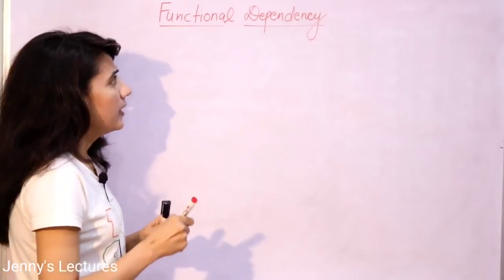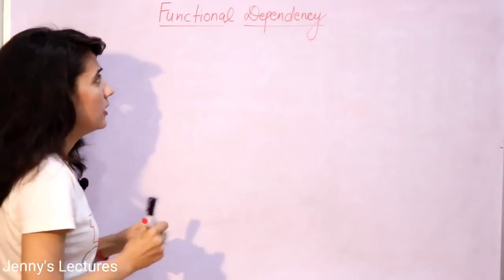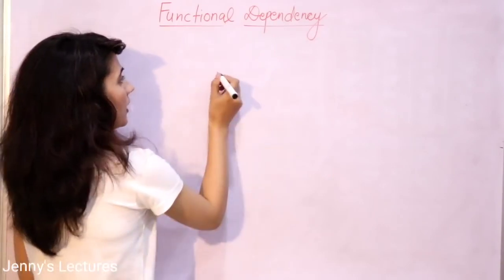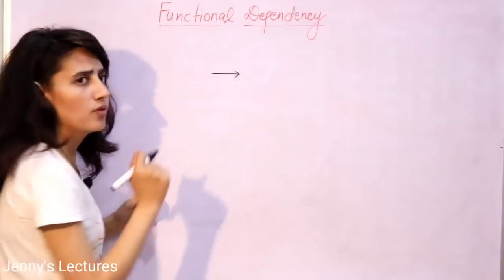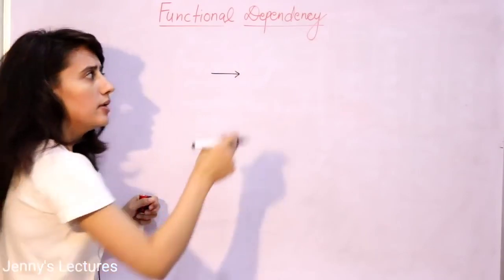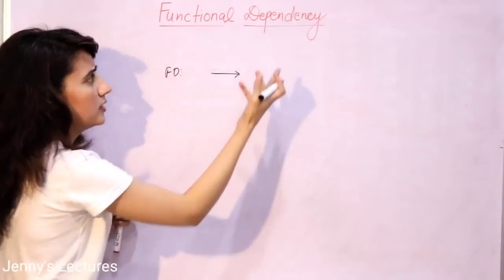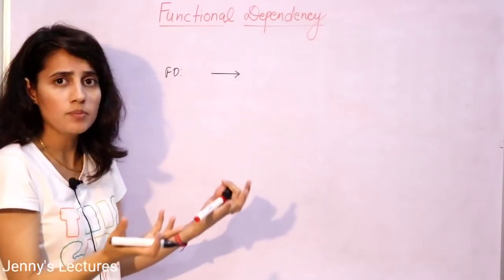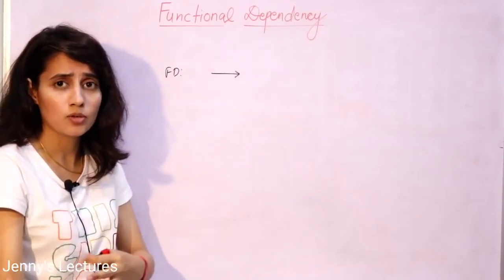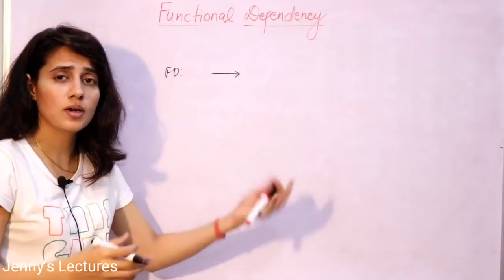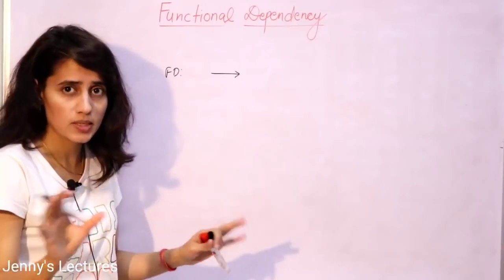See, here functional dependency is basically represented with the help of one arrow, right? As the name suggests, functional dependency means dependency. Something is dependent on another thing, or some attributes are dependent on other attributes, like this, right?